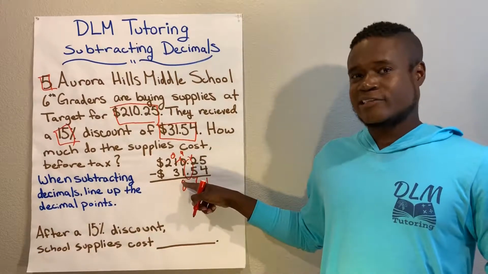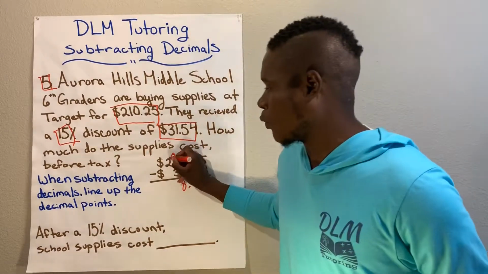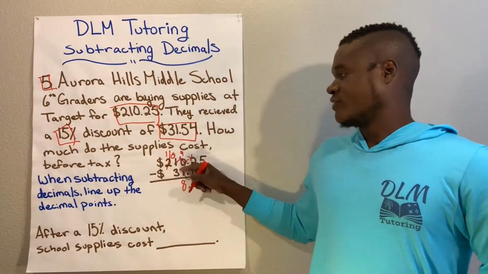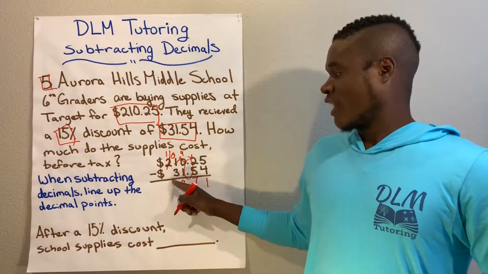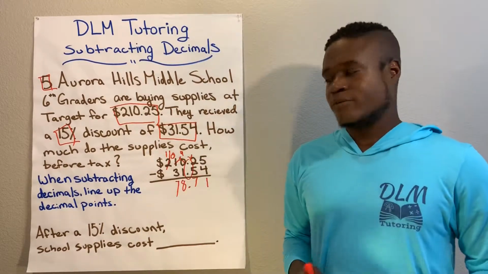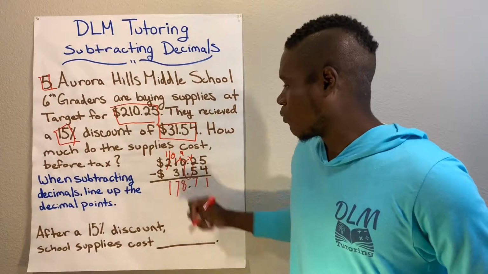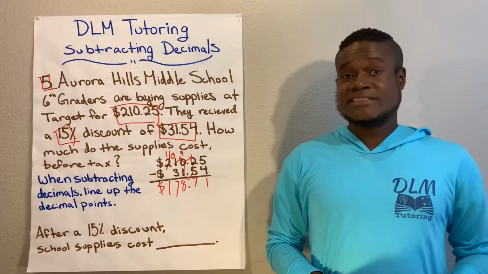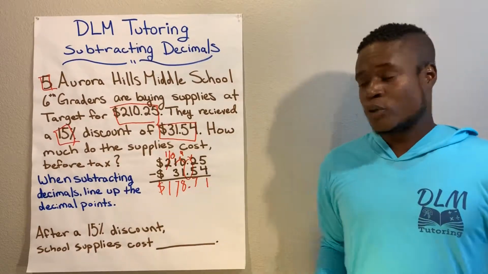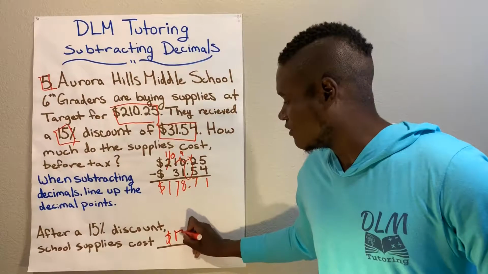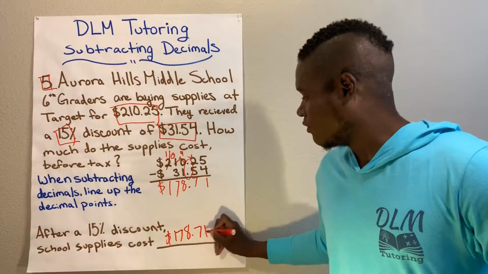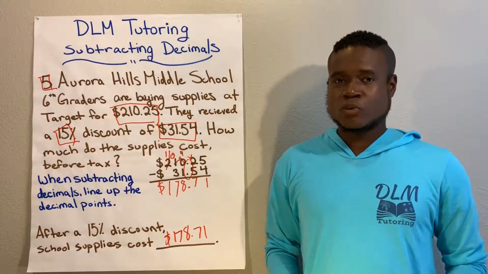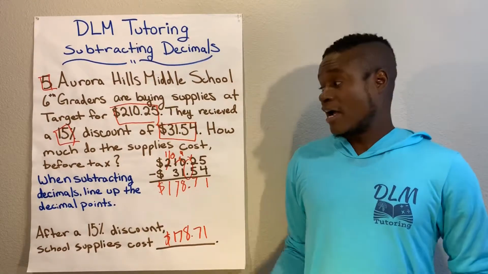0, I can't take 3 away from 0, so I'm going to have to borrow again. This 2 turns into a 1. And this 0 turns into a 10, allowing me to subtract and leaving me with 7. I bring down the dollar, or the 1, and now I know that after a 15% discount, the school supplies are going to cost a total of $178.71. Now it's important to remember, when you are subtracting decimals, just like adding decimals, you're going to line up those decimal points.